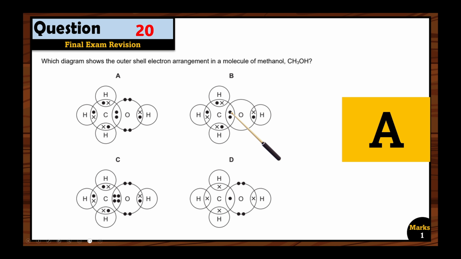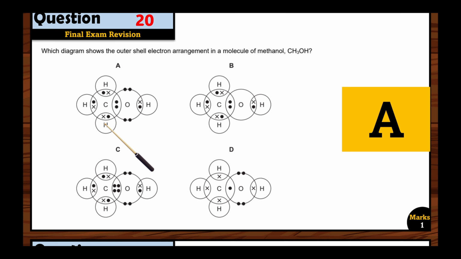I hope this one is clear, because here they are not showing the remaining 4 electrons of the oxygen that are not bonding with anyone, that are not making the pairs, right? They have not shown. So that's why option B is wrong and option A is right.